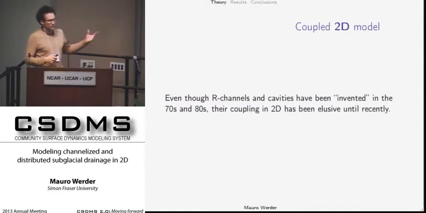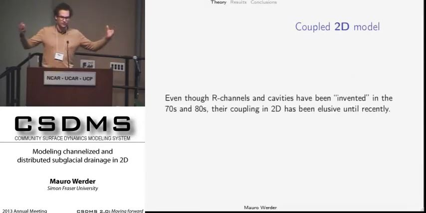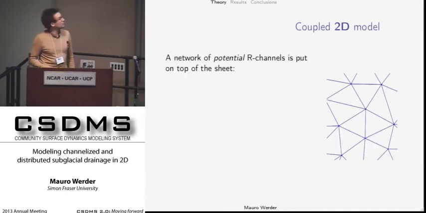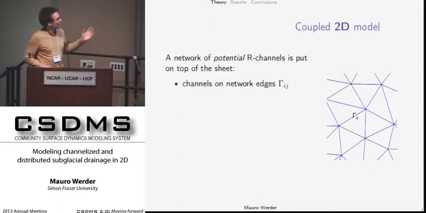And even though these equations I showed you have been known for 30, 40 years, they have not really been coupled in 2 dimensions so far, because there's the problem of these one-dimensional channels. How do we couple them in a 2D model to the 2-dimensional sheet? So the way we do this is we put a network of potential channels on top of the sheet. So this is this network, and channels are allowed to form on any of the edges if they want to.